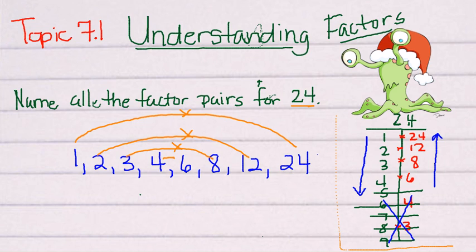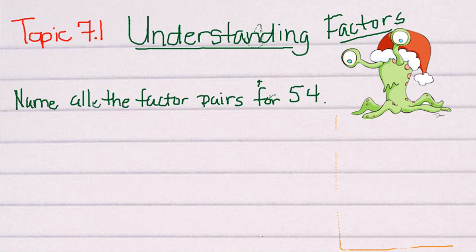Alright, let's do one more problem. Okay, we are going to name all of the factor pairs for 54. Now some are going to seem really obvious, like 1 and 54, because 1 is always used and the number itself is always a factor. But you're going to be surprised, so it's very important that you make a T-chart so that you are making sure that you have covered every single possible factor pair combination.